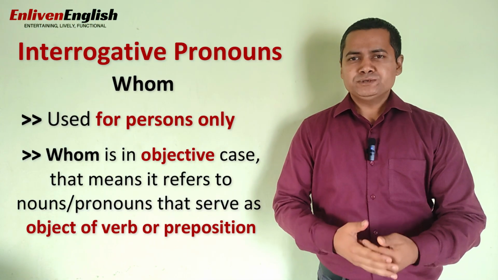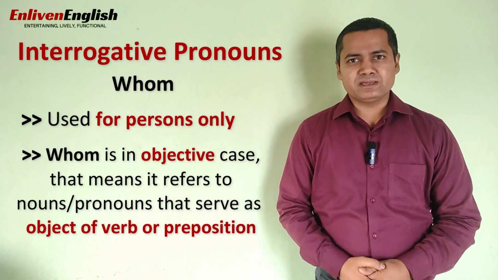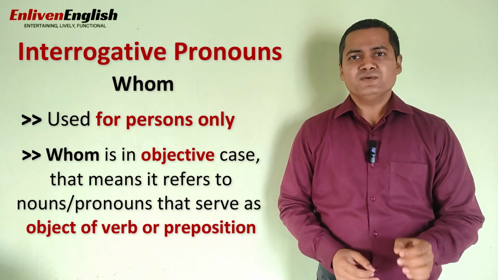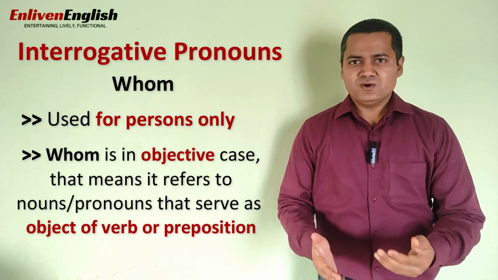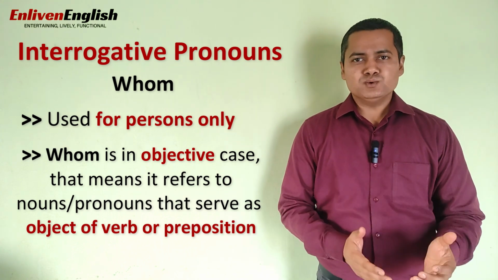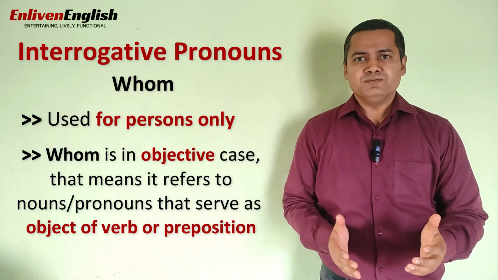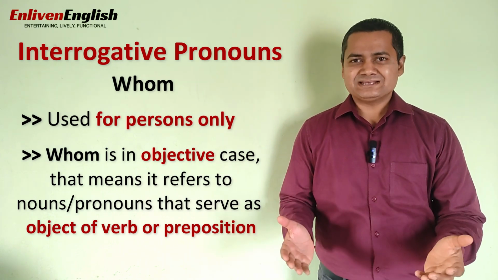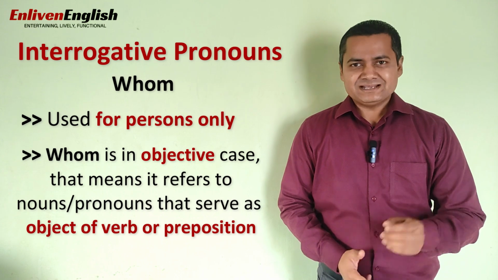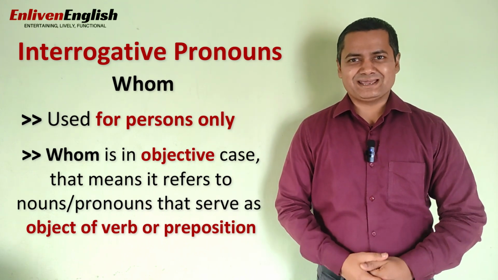Like who, whom is also used for persons only. Since it is the accusative or objective case of who, it refers to nouns or pronouns that are the object of a verb or a preposition in any sentence or a clause. Let's see some examples to gain better understanding.